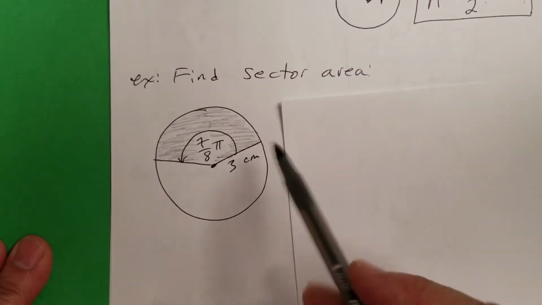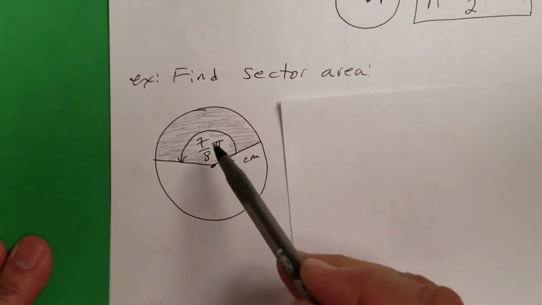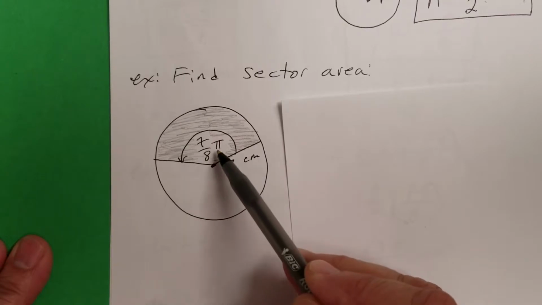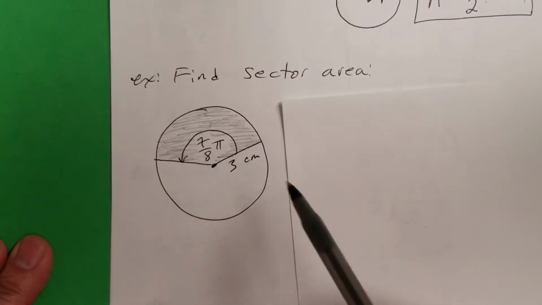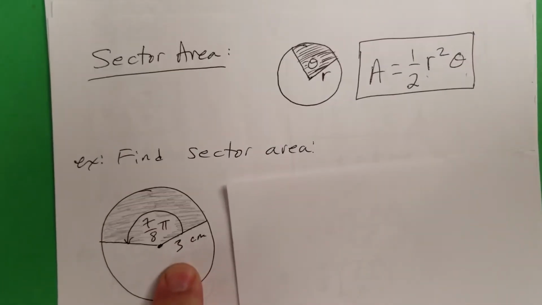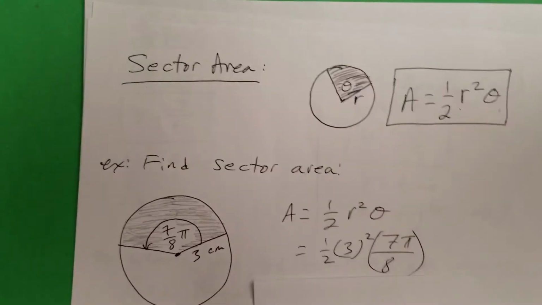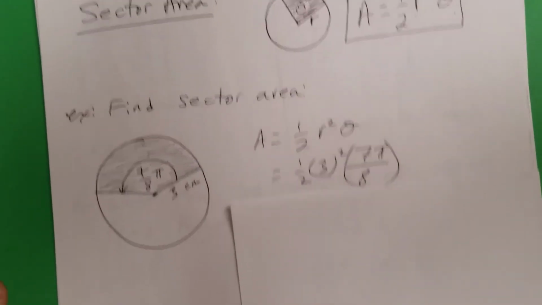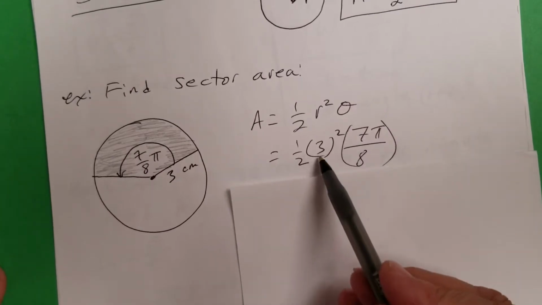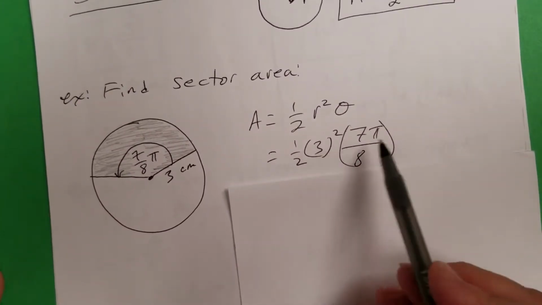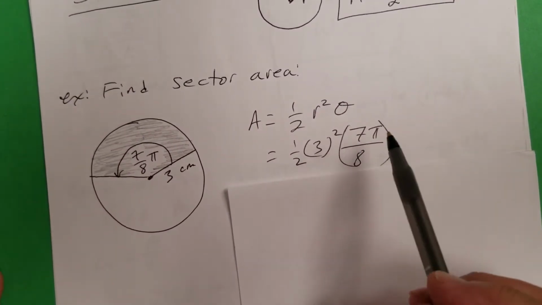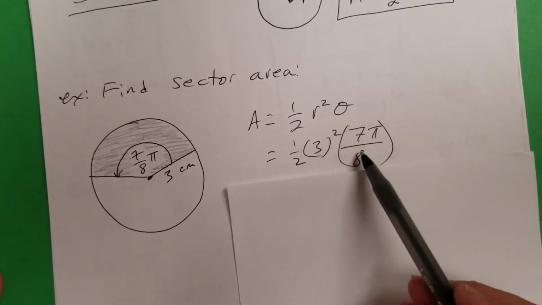Here's the radius, 3 centimeters. Here is the angle, 7/8 pi. So I'm going to put those two numbers in the formula. Boom. Like that. Radius, angle. So the radius is squared.